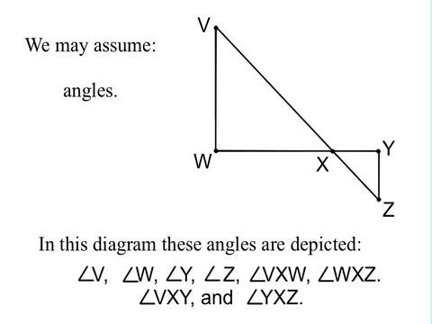We can also assume angles. I count 8. Let's take a look at them one at a time. There's an angle with vertex at V, another angle with vertex at W, another one with the vertex Y, and another angle vertex Z, and there's 4 angles that could have vertex X, so we'll use the 3-letter method to distinguish. There's angle VXW, there's angle WXZ, there's VXY, and finally YXZ. So if it looks like a straight line or an angle in a diagram, we can assume that it is.